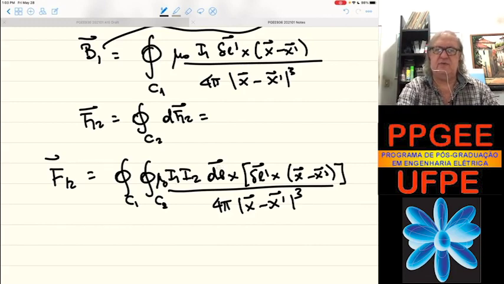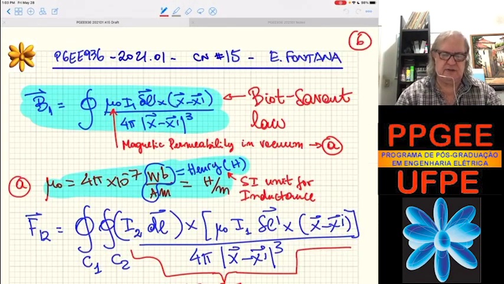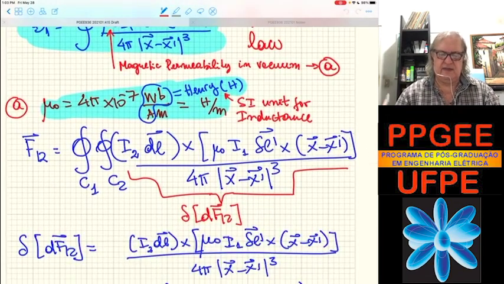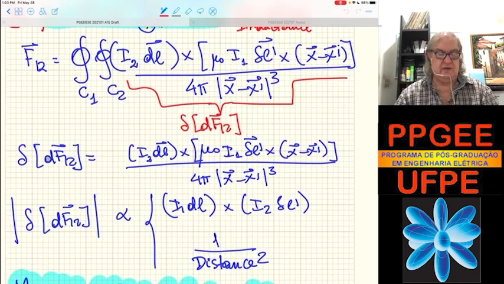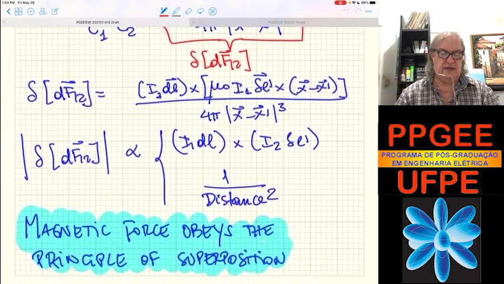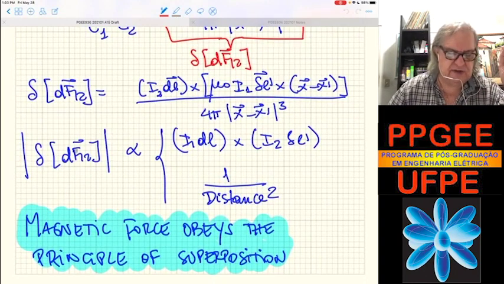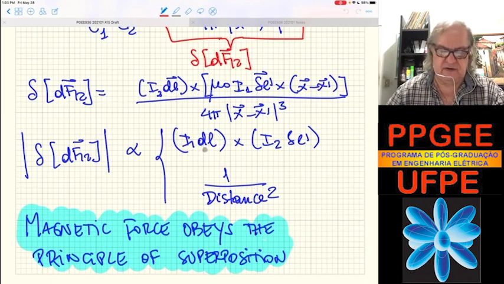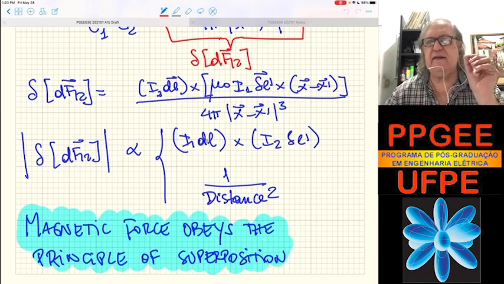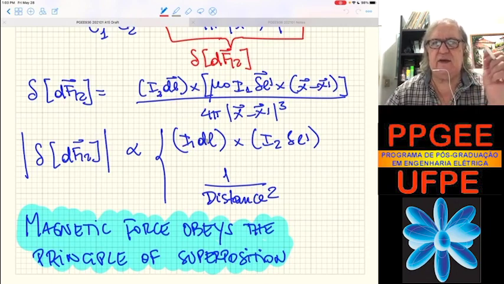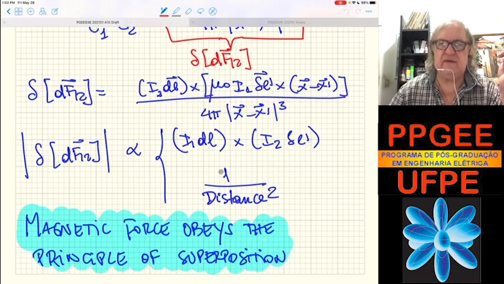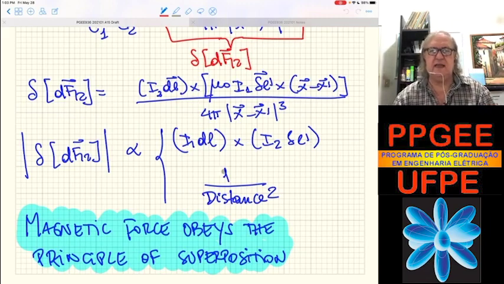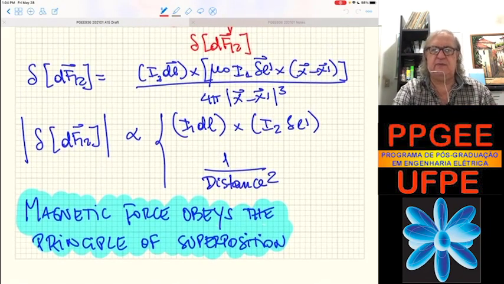And as I told you before, if you look at the expression, here is the force. I just showed how to arrive at this one. Just showing that the force between differential elements is proportional to, as I mentioned before, the strength of the effect is due to I times dl, so it's IDL of one circuit times IDL of the other circuit, and inversely proportional to the square of the distance. And the magnetic force obeys the principle of superposition.